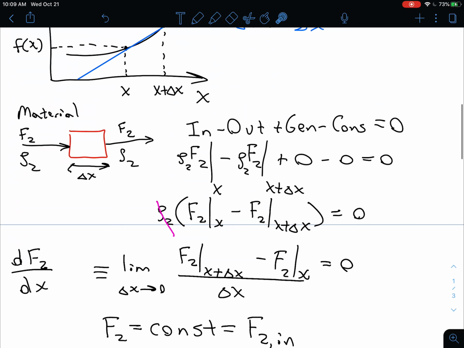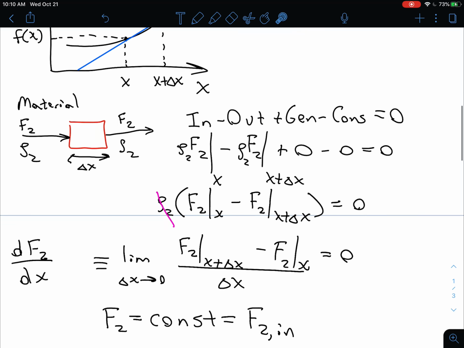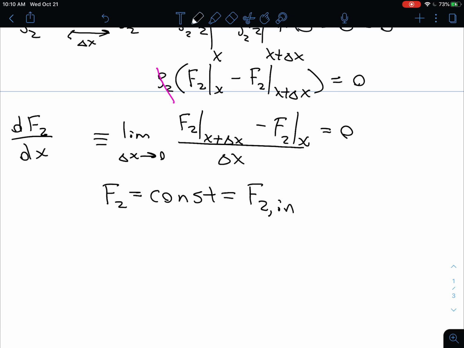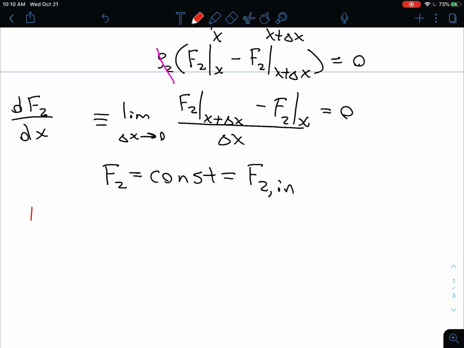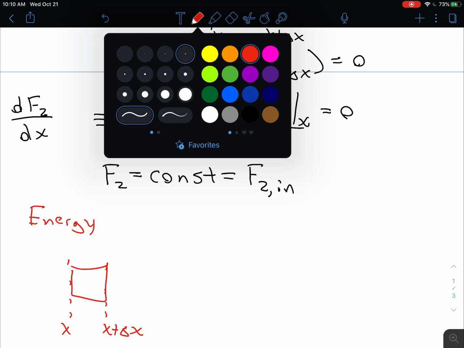So let's now do a more complicated balance. Let's actually go back to this control volume and do an energy balance. So remember again, this is x. This is x plus delta x. So we have energy flowing in.